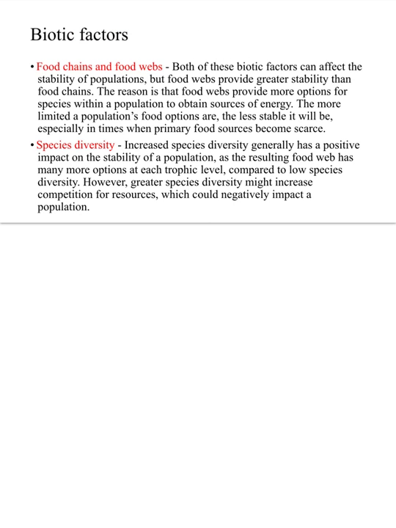Okay, for biotic factors, you have food chains and food webs. They definitely affect the stability of the population, because if the population's food options are pretty low, then obviously the stability of the population would not be very stable. Obviously, species diversity is going to be awesome for a population. It's going to create more food options.